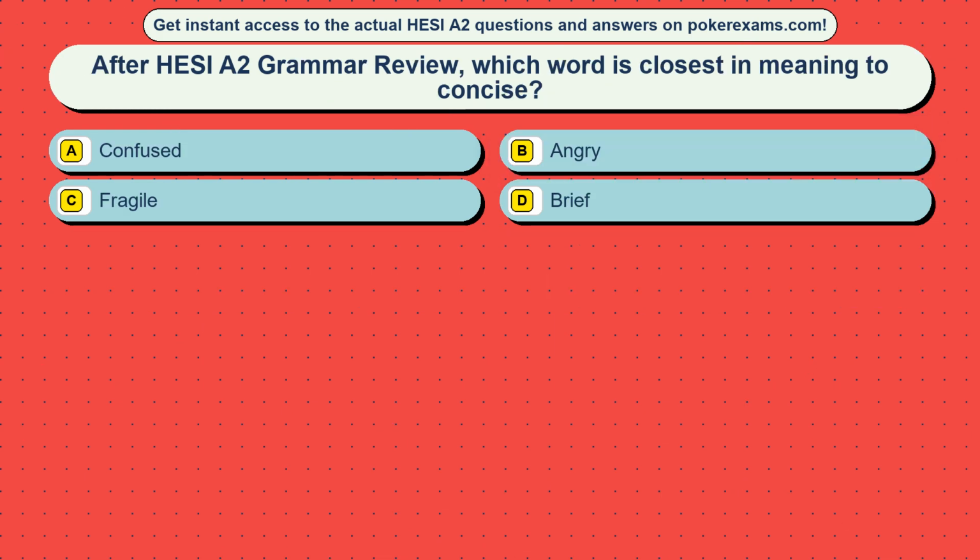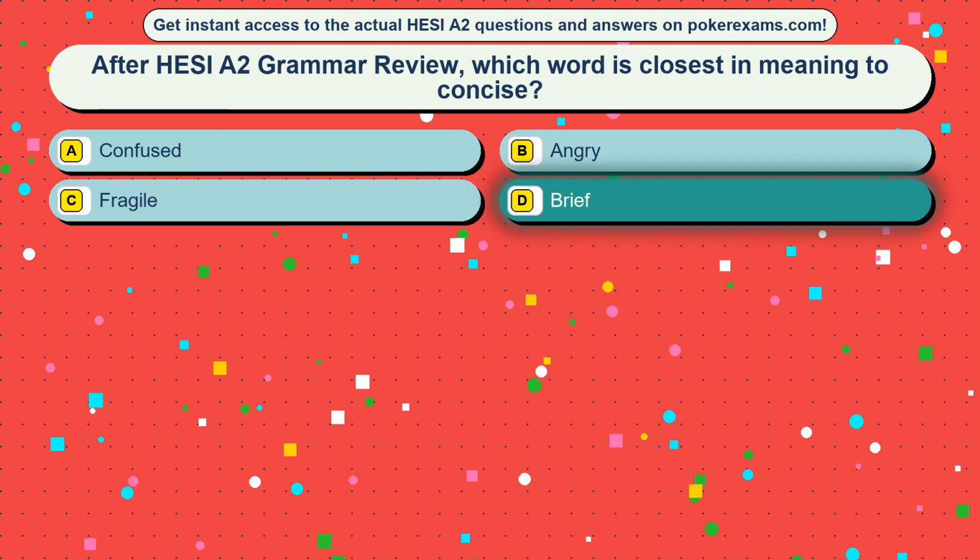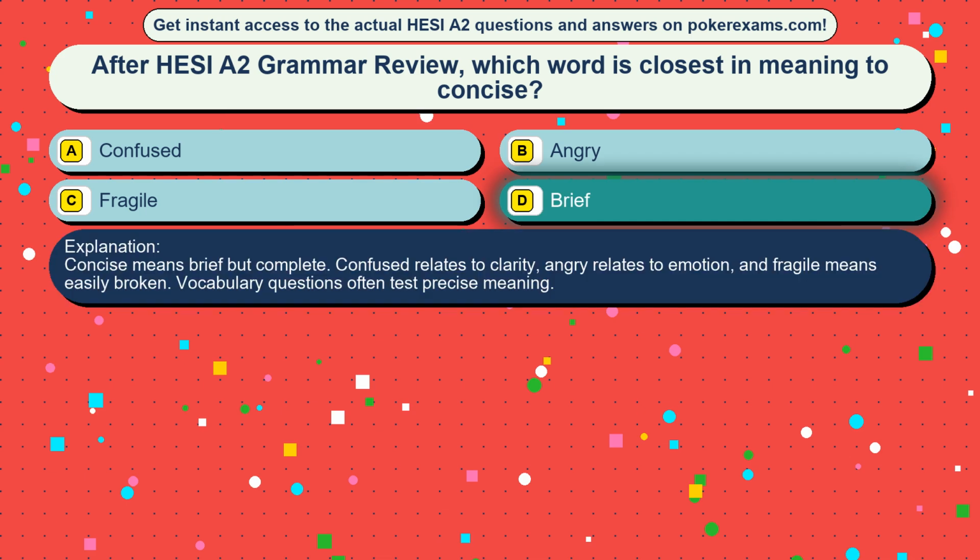Question 46. After HESI A2 Grammar Review, which word is closest in meaning to concise? Option A, confused. Option B, angry. Option C, fragile. Option D, brief. The correct answer is option D, brief. Concise means brief but complete. Confused relates to clarity, angry relates to emotion, and fragile means easily broken. Vocabulary questions often test precise meaning.